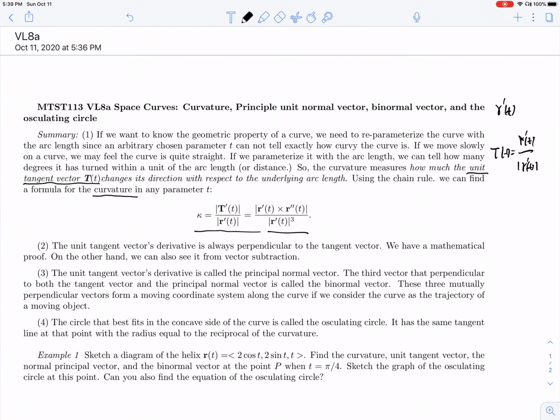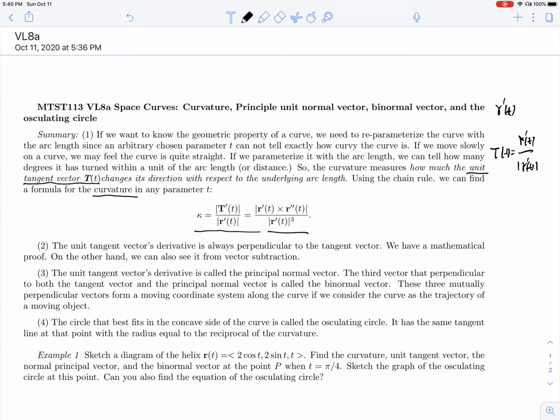But we need to do actually two things. One, we use the unit tangent vector. Two, the change of the direction has to be with respect to the arc length, not just arbitrary parameter. So the formula is a little bit complicated. It involves the cross product of the tangent vector and its second derivative. If you think about second derivative, it's the acceleration rate, and divided by r prime of t cubed.